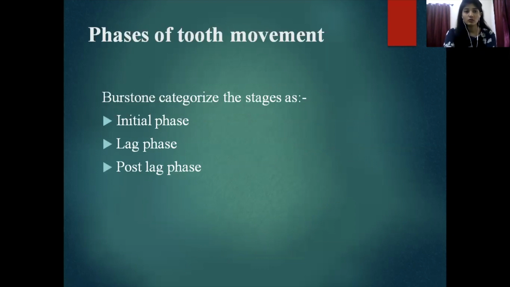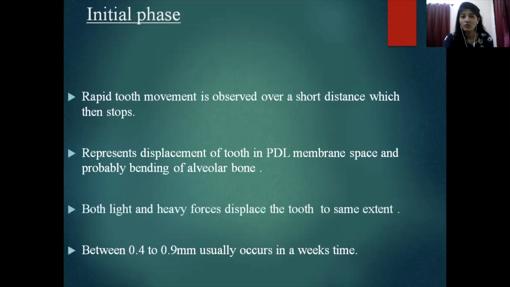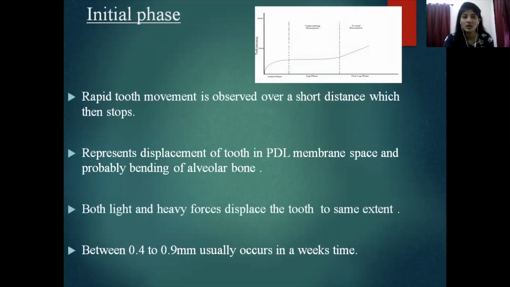Coming to the phases of the tooth movement, Burstone has classified them into the initial, lag, and the post-lag phase after the action of the force during the movement of the tooth. Coming to the initial phase, the rapid tooth movement is observed over a short distance, which is then stopped and represents the displacement of the tooth into the periodontal membrane space and probably bending of the alveolar bone. Both the light and the heavy forces displace the tooth to the same extent, between 0.4 to 0.9 mm, usually occurring in a week's time.